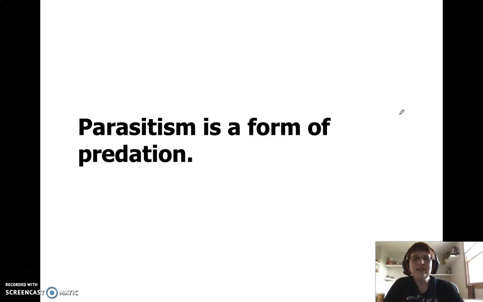Usually parasites need their host, not just for food, but to be able to finish their life cycle. So these parasites are going to be much smaller than their host, versus what we see with predator and prey. Predator-prey, the prey is usually much smaller than the predator, so that way they can catch them and kill them and eat them.